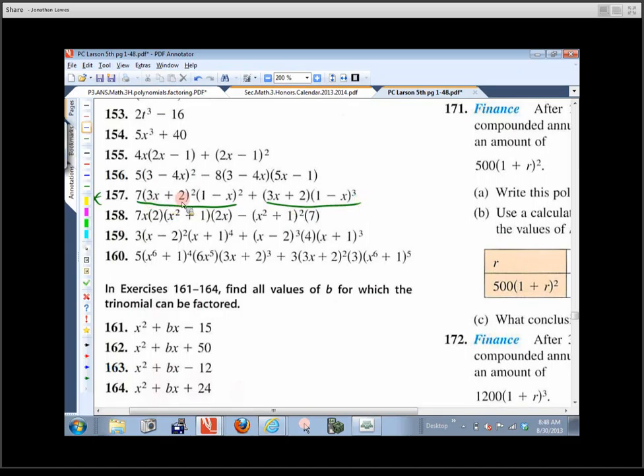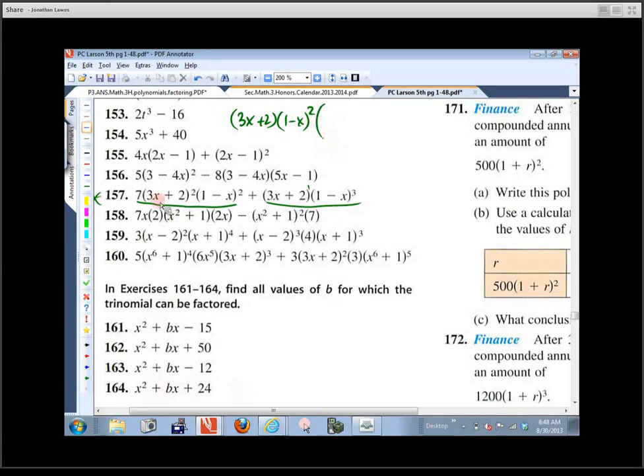This has a 3x plus 2 quantity squared. This has a 3x plus 2. It's got just one of them. This has an x minus 1 quantity squared. This has an x minus 1 quantity cubed. So couldn't I take out a 3x plus 2? And what else can I take out? I can take out 1 minus x. How many of them? 2. I can take out 2 of them.